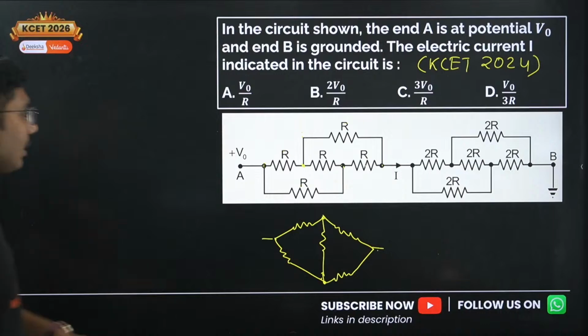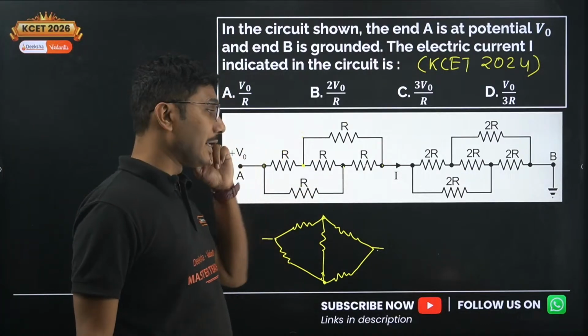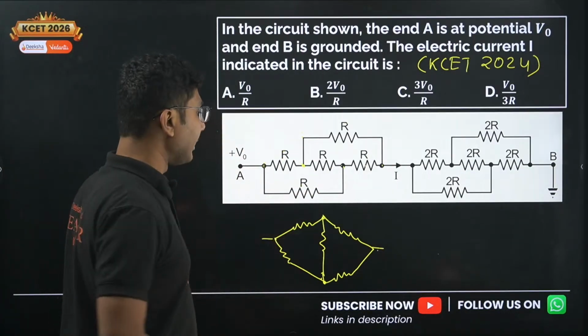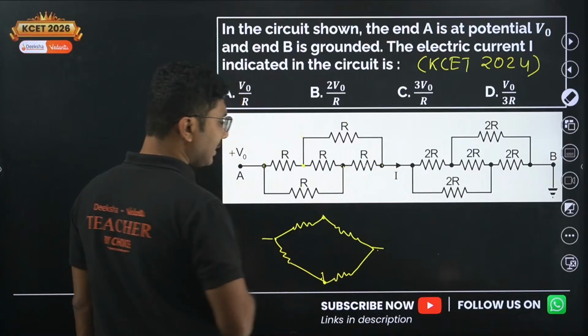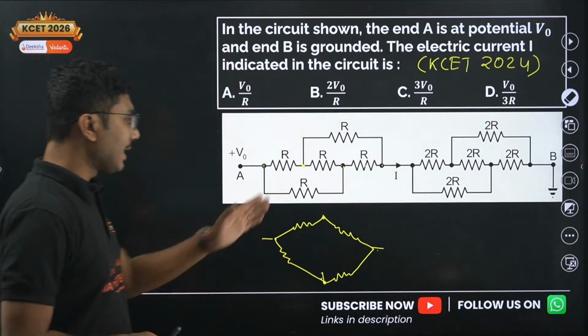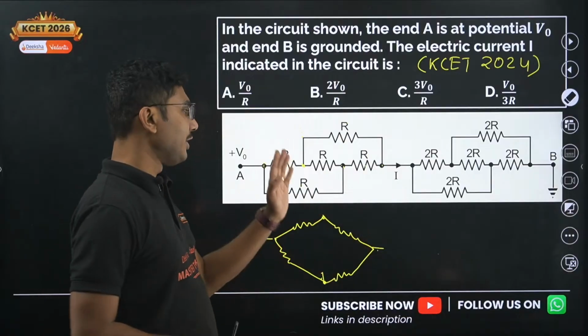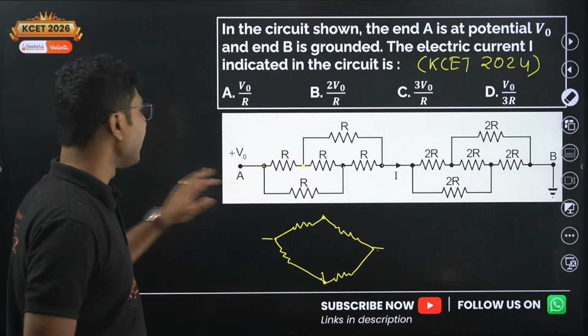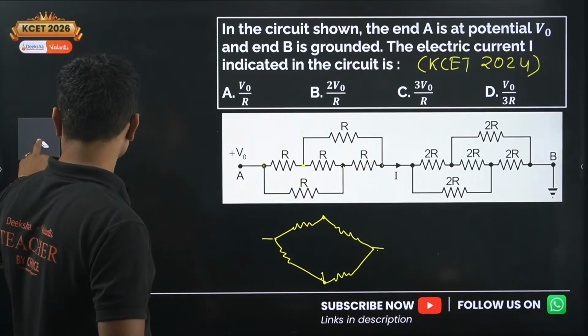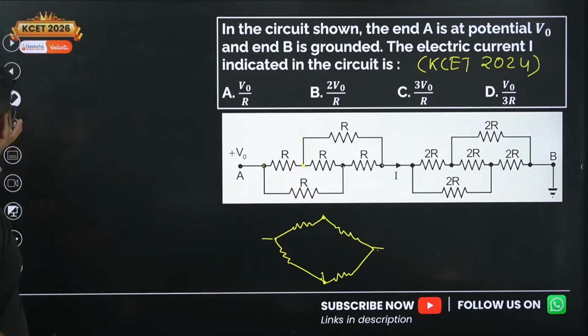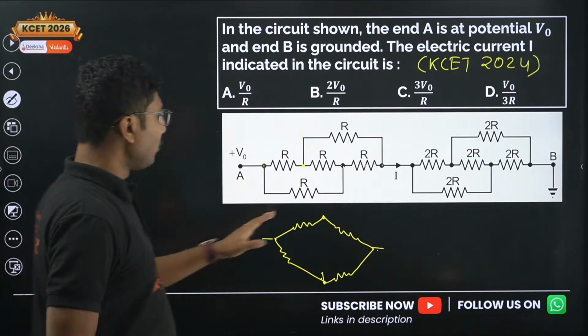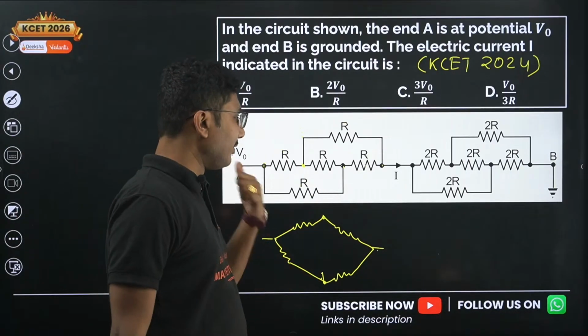So if this galvanometer is no longer needed, then what we can do is simply erase it. No current is passing through this galvanometer, which means it is actually a distraction. So we need to remove the distraction and look into the circuit. So if no current is passing through this galvanometer, we have removed the galvanometer.